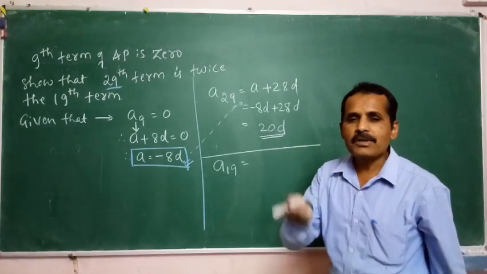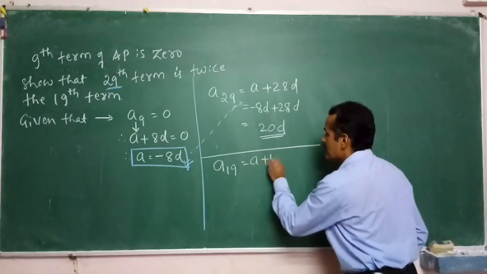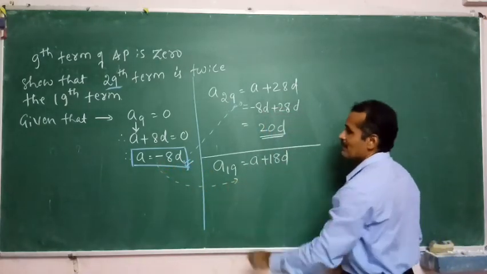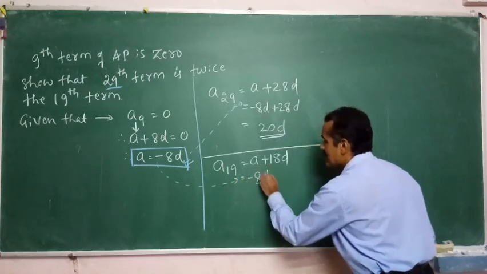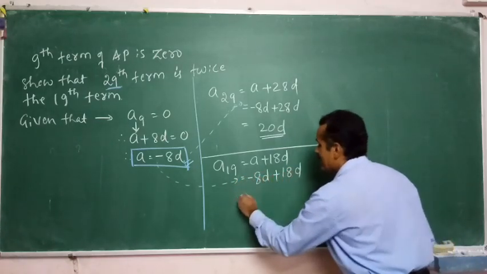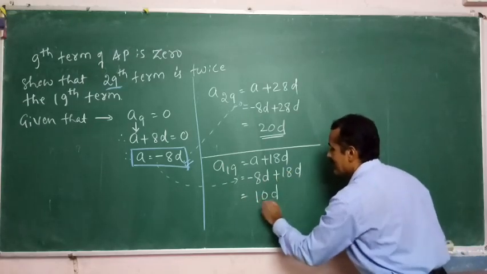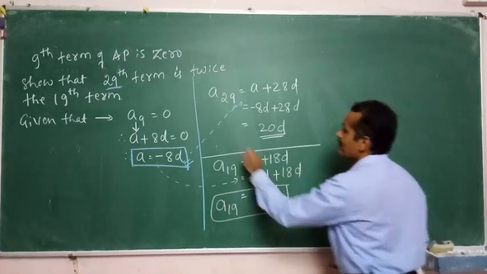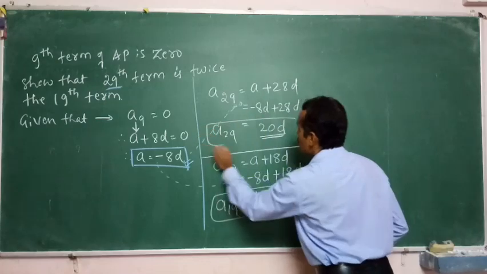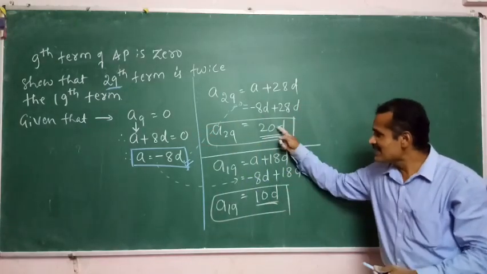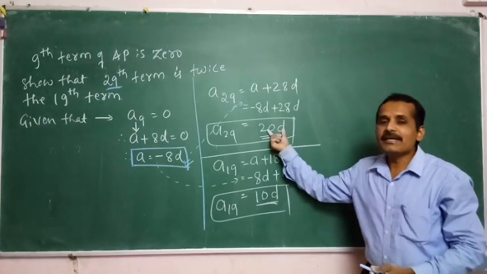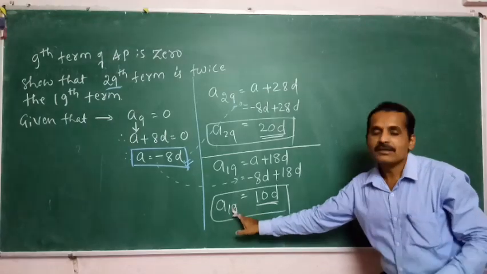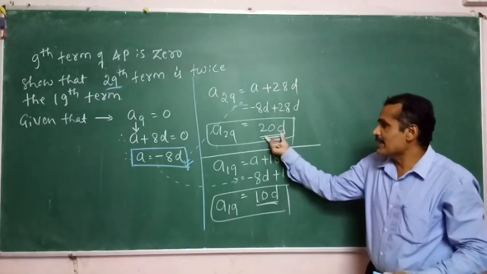What is A19? A plus 18D. Again the value of A is known. Value of A is equal to minus 8D plus 18D. That gives you 10D. A19 is equal to 10D. A29 is equal to 20D. Can I say, is it double? 10D, 20D, exactly double. That means 29th term is double the 19th term. This is 10D, this is 20D, this is double.